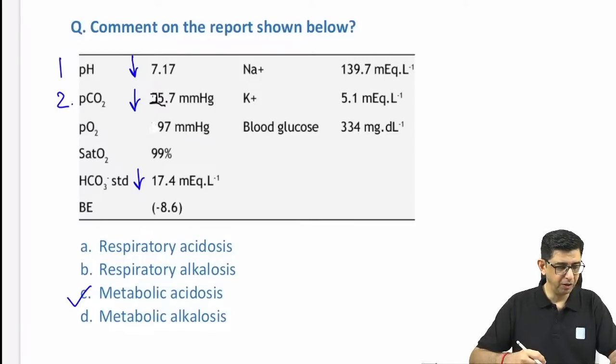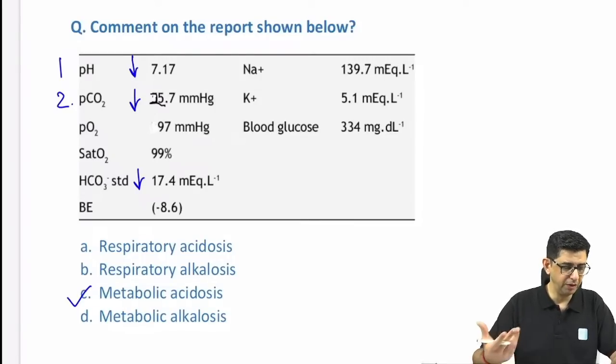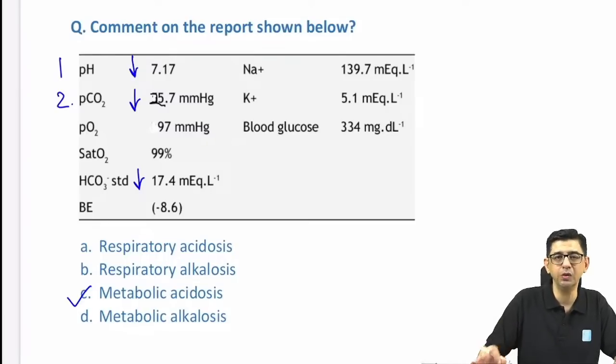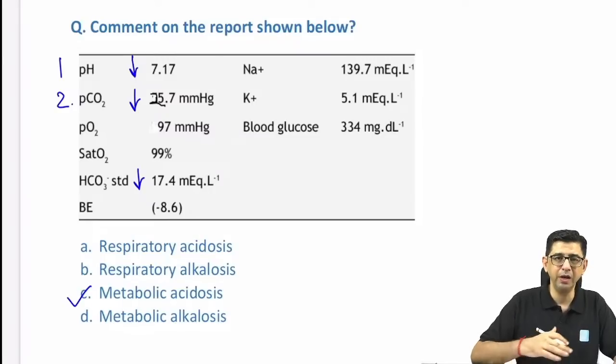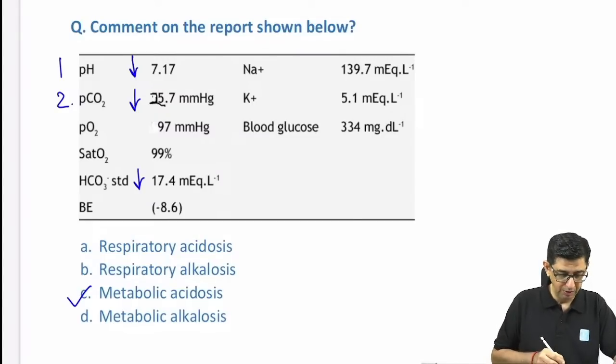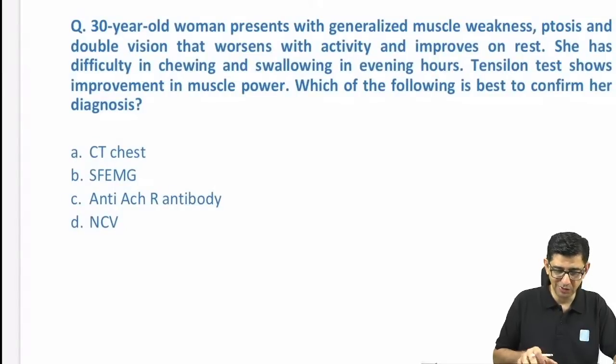pH was very low, bicarbonate and PCO2 were also low. So great, I think we are very close to those values. We may not be able to reach that exact value, but as long as the gist of the question and the concept is fine, we are good to go. The answer to this one is metabolic acidosis.